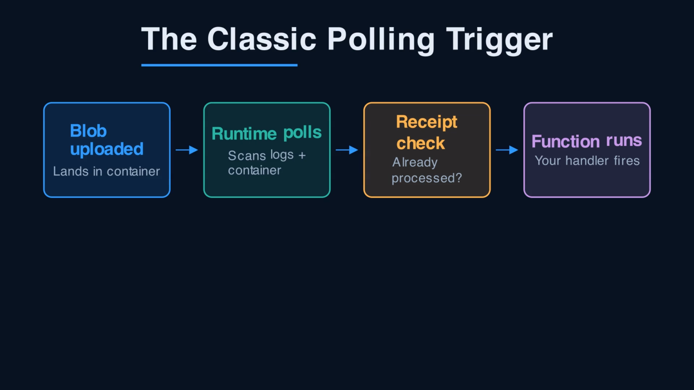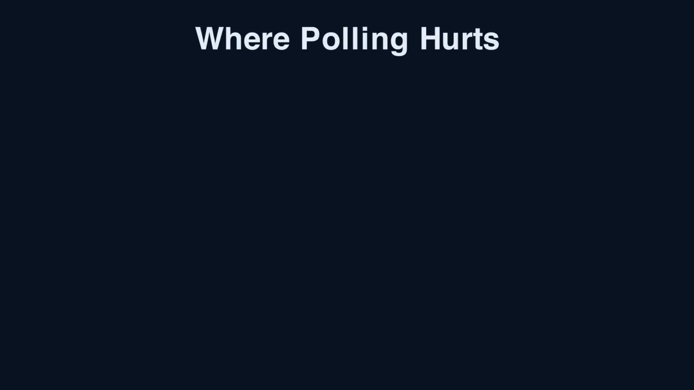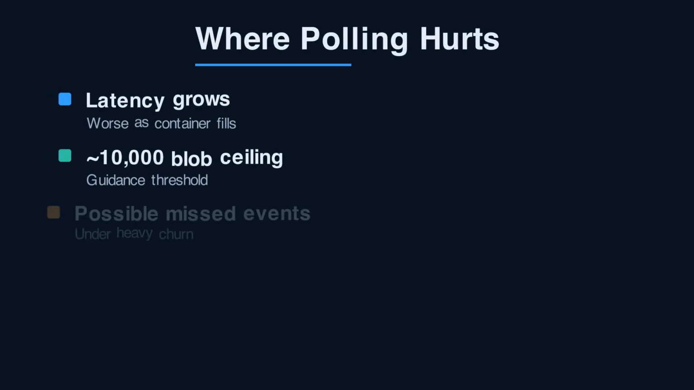But that scan is polling, and polling has a tax. There is no service to configure beyond the storage connection, which is exactly why it's so tempting as the first thing you build. The polling trigger's weak spot is latency and scale. Because it scans, there can be a delay of up to 10 minutes between upload and execution on a busy container. And that delay grows as the container fills with blobs, because the scan has more to walk through.